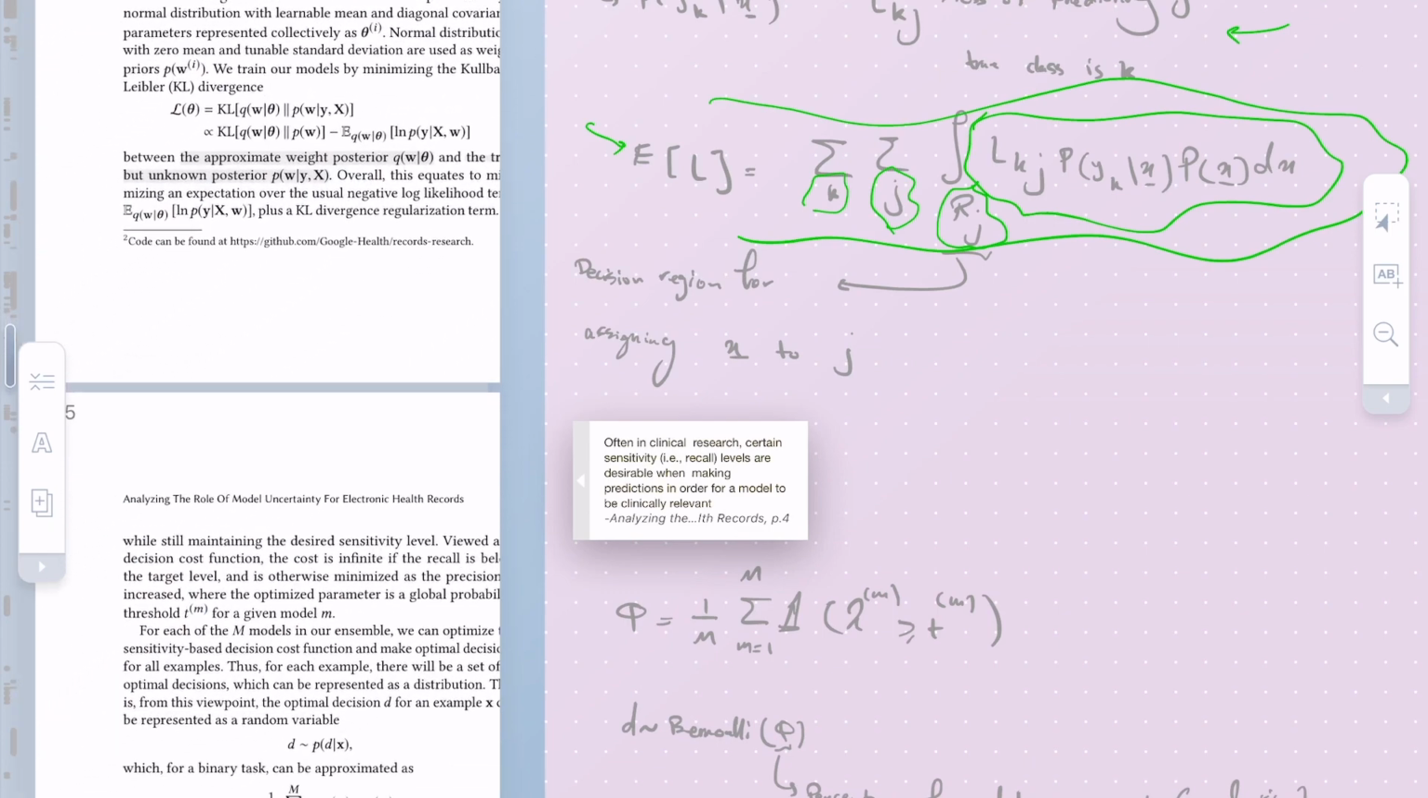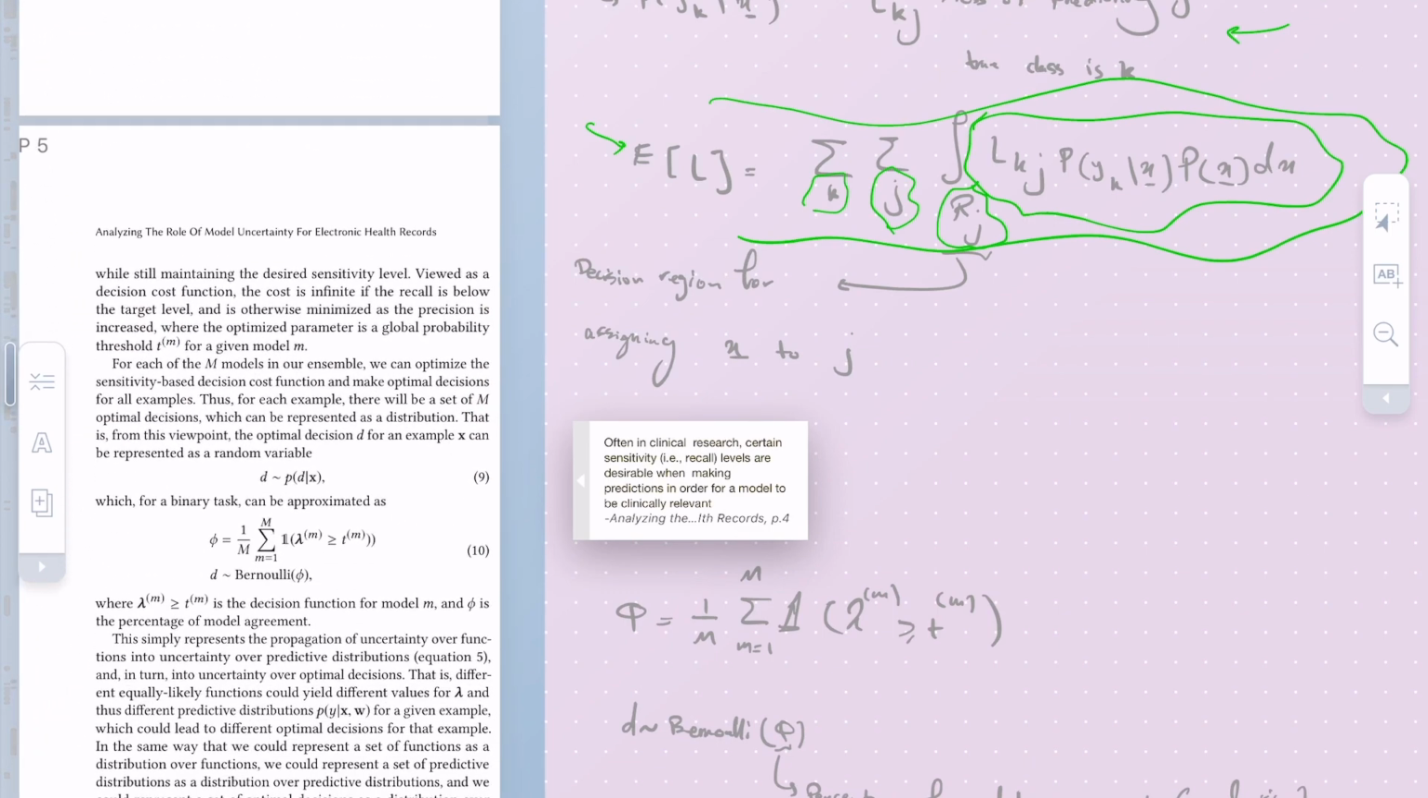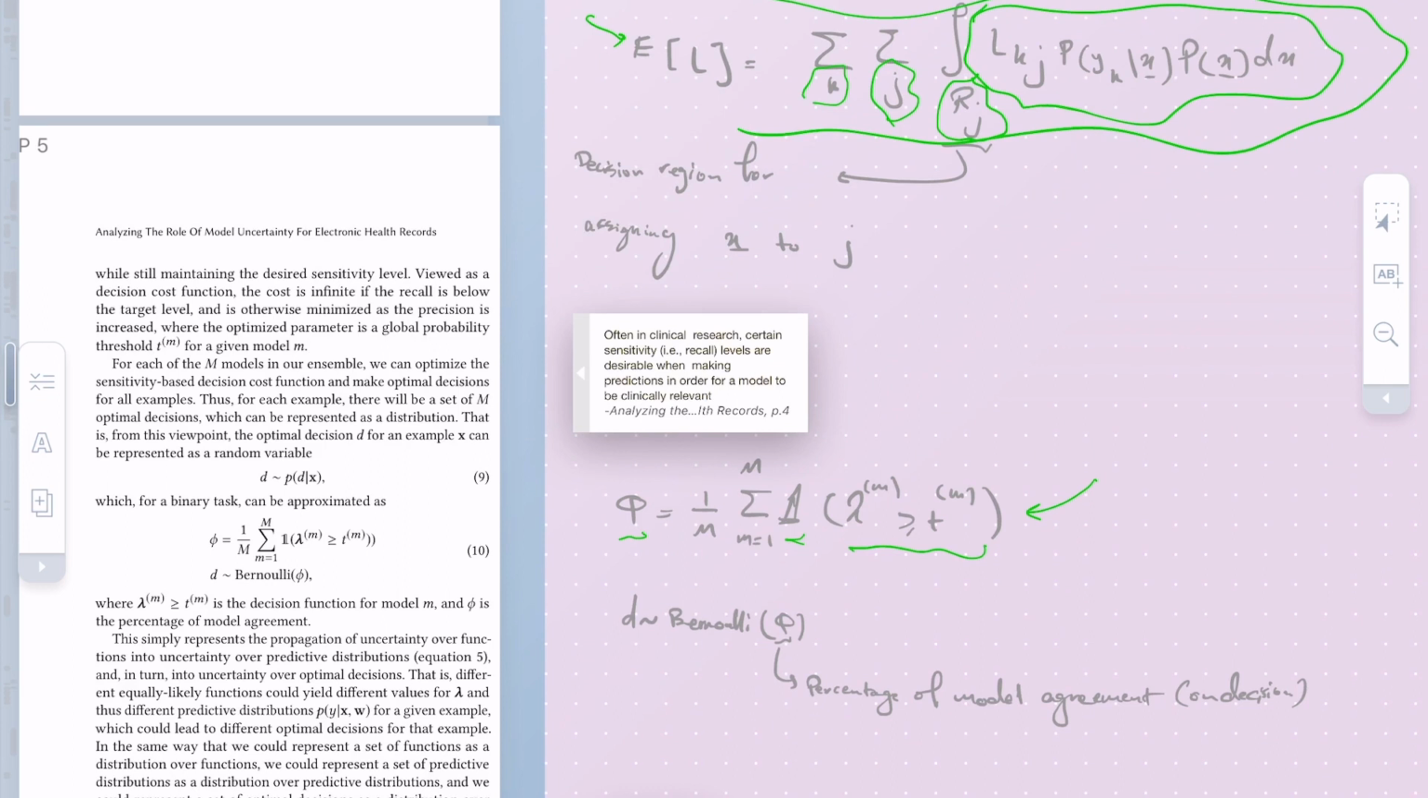For example, consider the case of a binary prediction task. We will have an indicator function, and these are going to be M different ensembles. In this case, consider the ensemble models. We can have this phi here, which is the percentage of model agreement on the decisions. You have M models, you average over them, and this is a binary value, either 1 or 0. If you take d drawn from this Bernoulli distribution with the percentage of model agreement, that gives us a sense of how confident the models are on the decision.